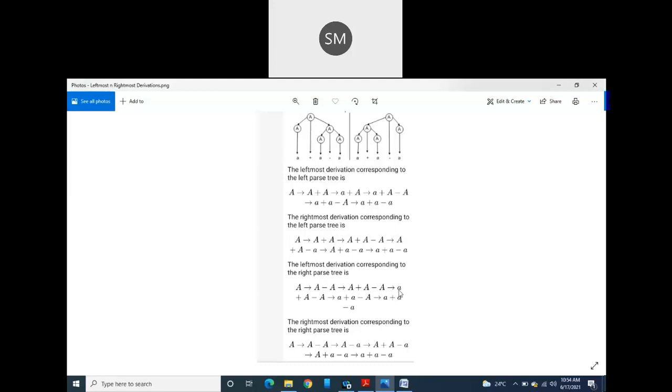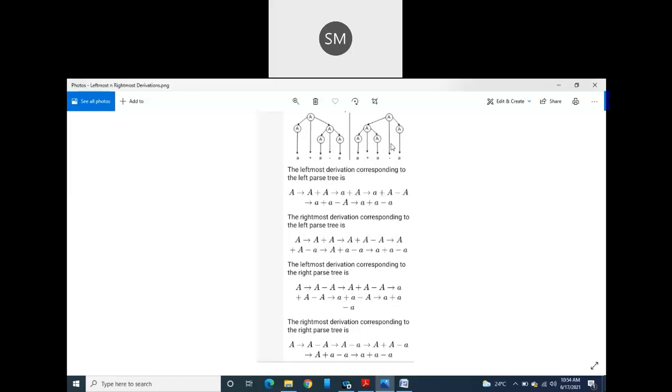So replace it by terminal a. Then capital A minus A as it is. Then next A will be replaced by small a. Then the last A will be replaced by small a. Then again we are getting A plus A minus A. Okay, so this is how we can do leftmost derivation for this right side parse tree.